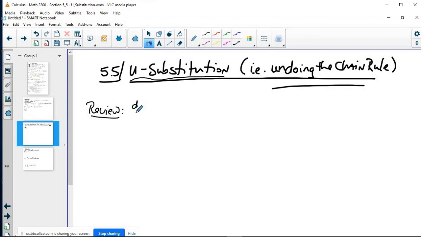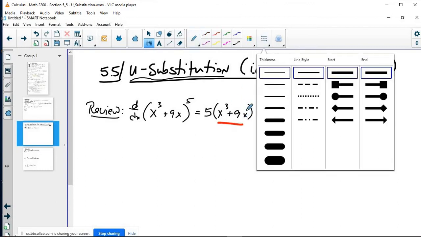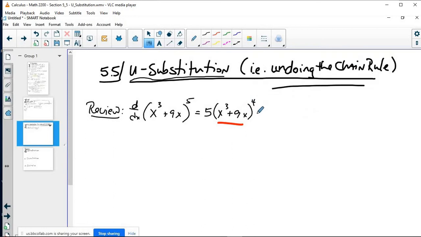If I wanted to take the derivative of x to the third plus 9x to the fifth power, how would I take that derivative? I would bring down the 5. The stuff inside doesn't change at all. This stays the same. Subtract 1 from the power, I get 4. And then I need to do what? The chain rule says you multiply by the stuff inside. And the derivative of that is 3x squared plus 9.